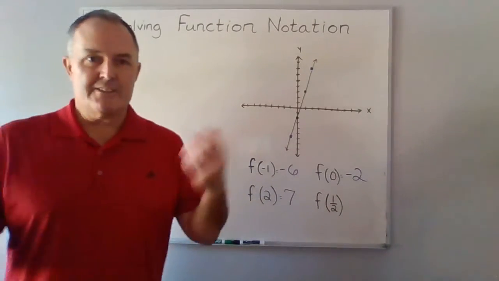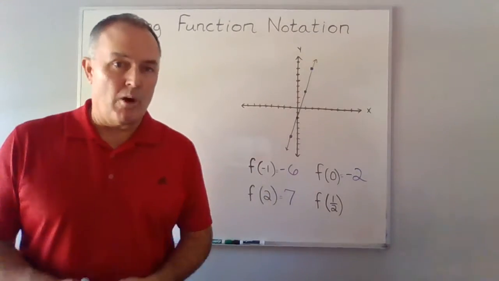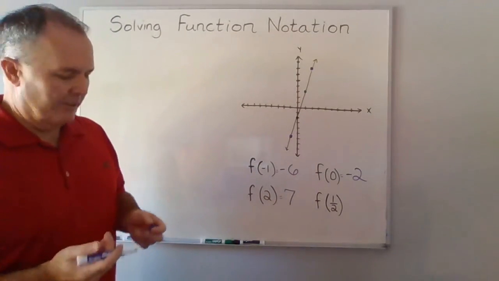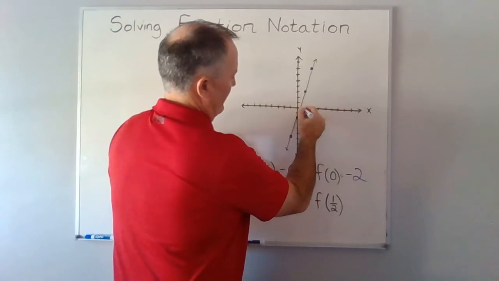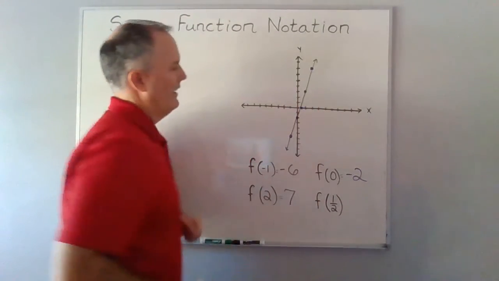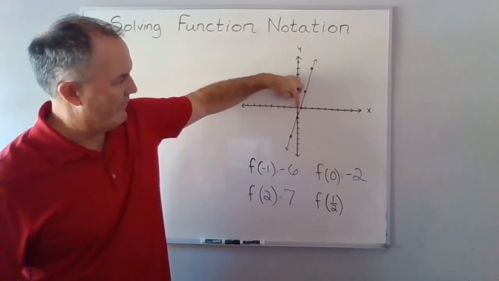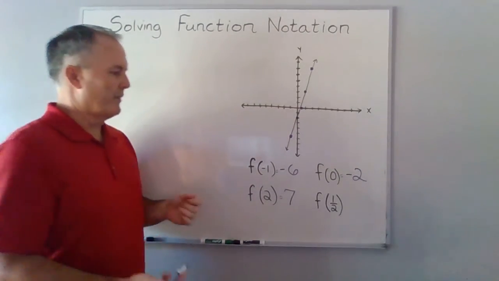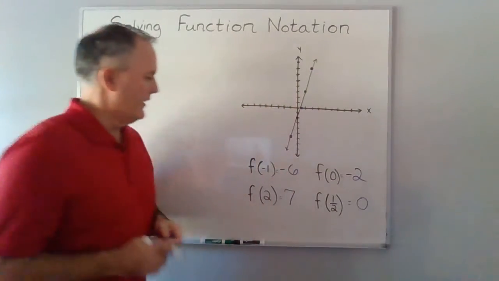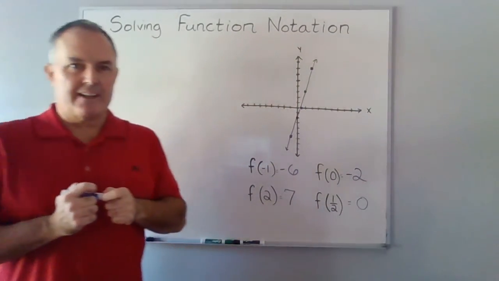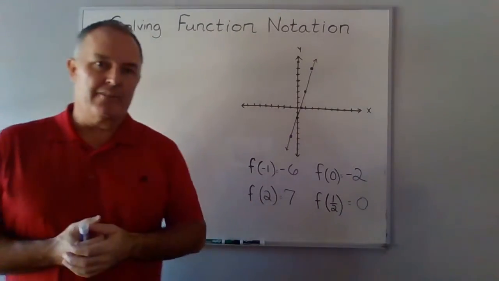All right, let's do one more. This is f of x where x would be 1/2. It looks like x of 1/2 would be right about here on the line. So if x is 1/2, what's the y value there on the y-axis? The corresponding y value will be 0. There you go. So we just learned how to solve function notation using an actual equation, and also how to get it from a graph.